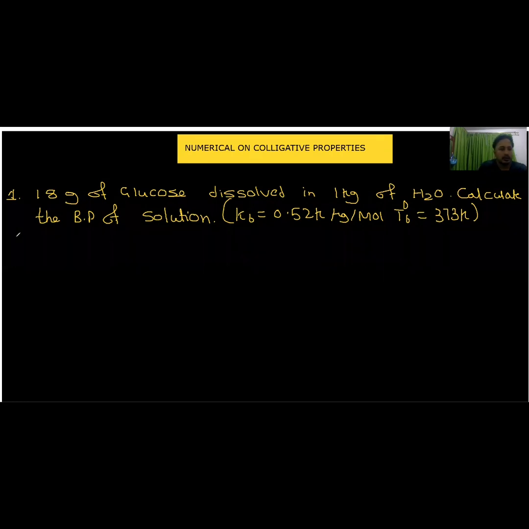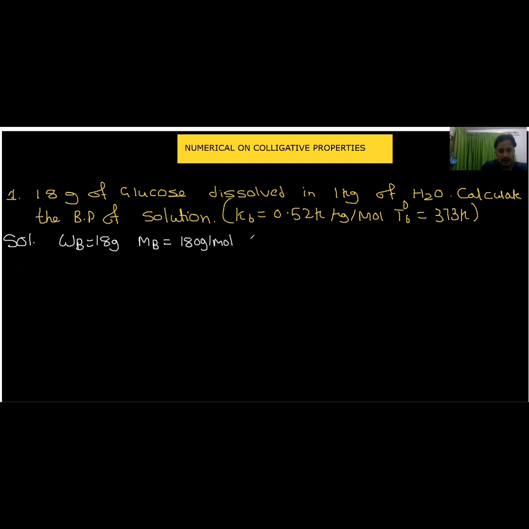So here is the solution for this question. What is given to us that we are going to use? The given mass of the solute is 18 gram, and the molar mass of the solute you can calculate from the formula of glucose, that is C6H12O6. So that is going to be 180 gram per mole.